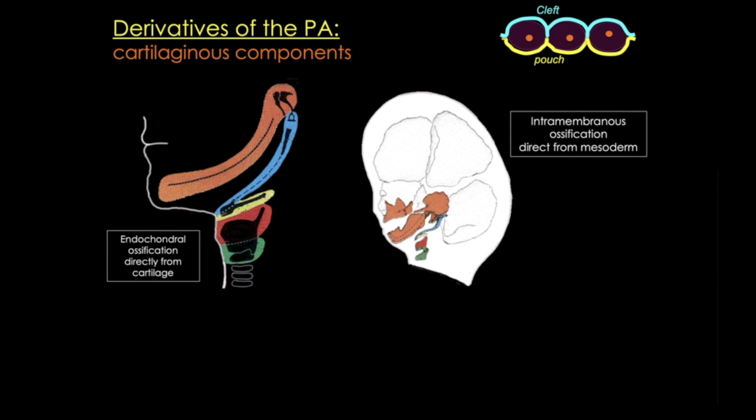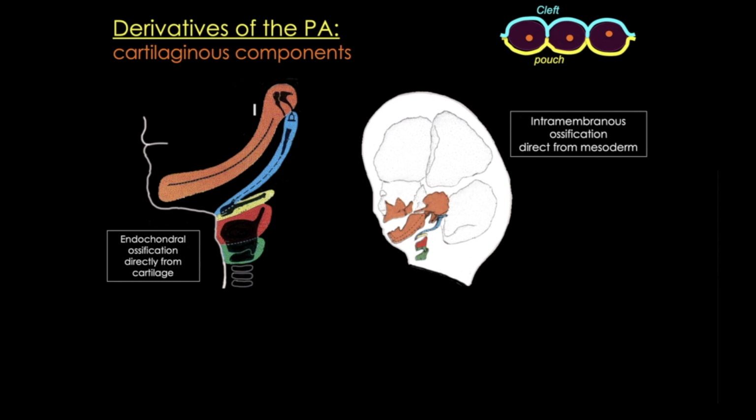Arch 1 cartilage, also called Meckel's cartilage, will give rise to the malleus and incus bones of the middle ear, some ligaments, and it not only gives rise to parts of the mandible bone, but also guides the intramembranous ossification that will give rise to the rest of the arch 1 bones, seen here in orange.